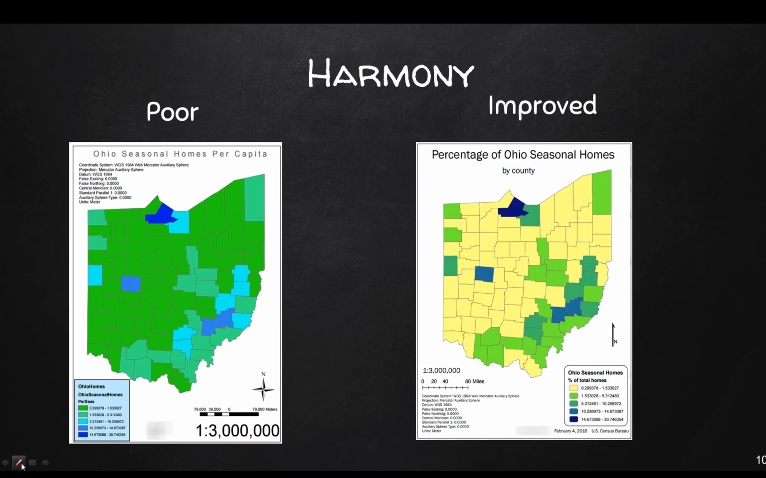So here, it's a little better. The title is a little bigger. We know that it's by county. The map colors are probably a little better. Scale bars are a little smaller. It has more harmony. It's improved. It's better.